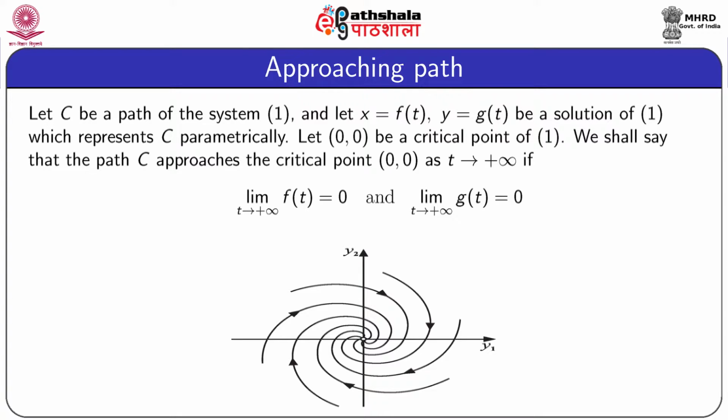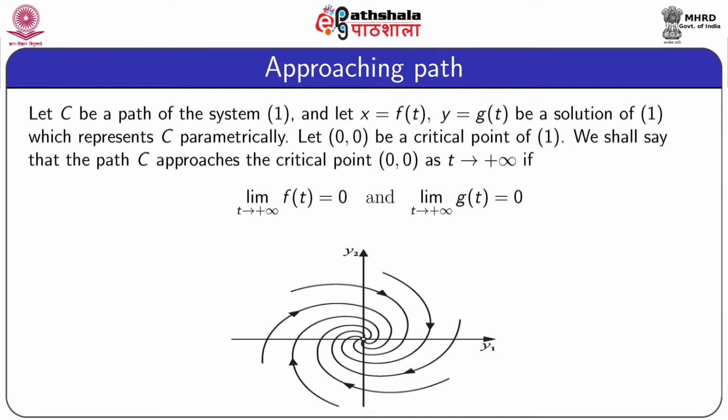Here we will define what we mean when we say that a path is approaching a certain point. What do you mean by an approaching path? Let us consider C to be a path of the system 4, and let x equal to f(t) and y equal to g(t) be a solution of 4 which represents C parametrically, and let (0, 0) be the critical point or equilibrium point of 4. Then if we say that the path C approaches the critical point (0, 0) as t tends to plus infinity, then mathematically it means limit t tends to plus infinity f(t) is equal to 0 and limit t tends to plus infinity g(t) is equal to 0.